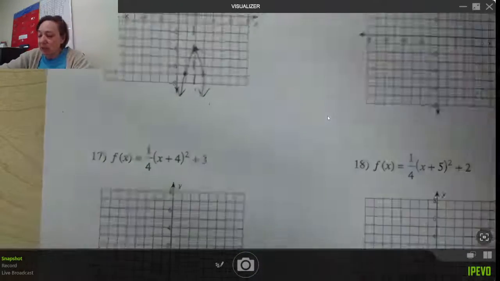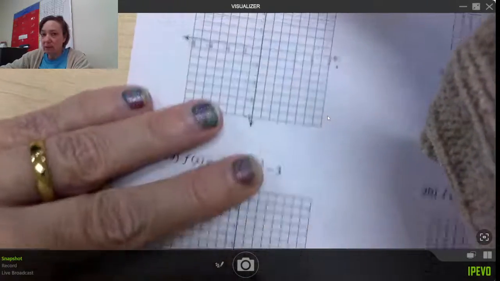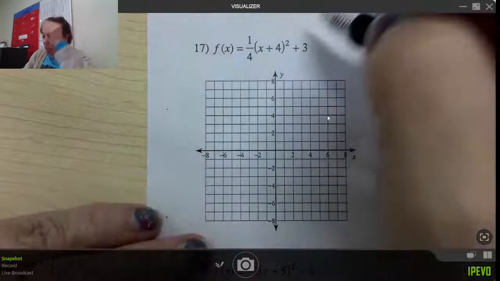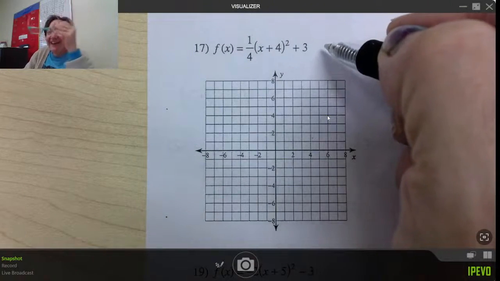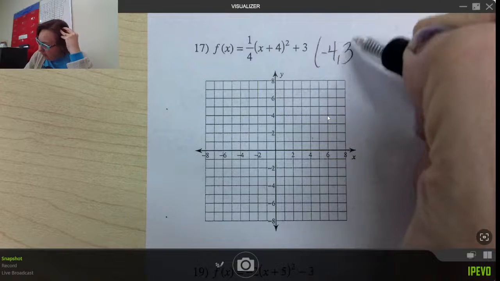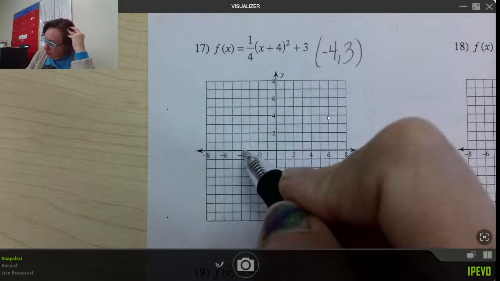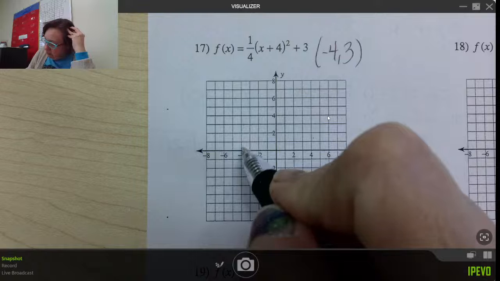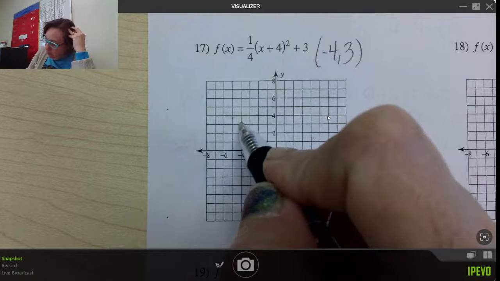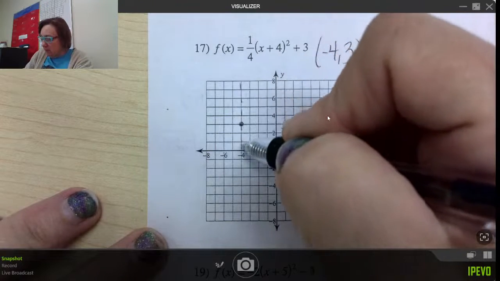Okay, so look at number 17. What is our vertex? Our vertex is negative 4, 3, right? So negative 4, 3, right there, which means we also know that's our axis of symmetry.